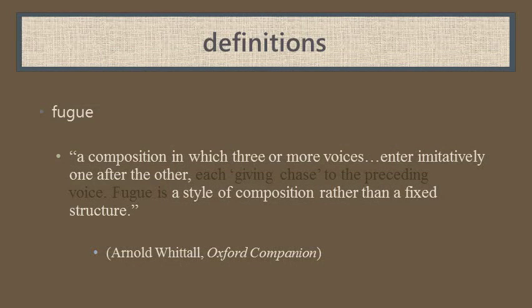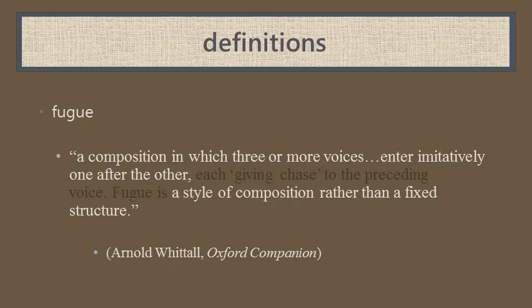A fugue is a composition in which three or more voices, that is, musical lines, enter imitatively one after the other, each giving chase to the preceding voice. Fugue is a style of composition rather than a fixed structure. So fugues come in a variety of forms. Fugues come from the Latin verb fugare, which means to chase. And we get the sense that each time a new musical line enters, it chases, literally, the other one. When we have very dense imitative counterpoint, we often have this kind of fugal texture.